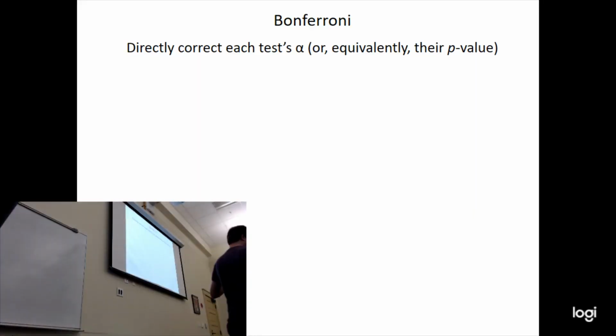Instead of putting up an initial barrier that you have to pass in order to look at the follow-up tests, the way this works is you directly correct the alpha levels of whatever tests you do. So you do all the tests, you get the p-values, and then you either correct the alpha level below 0.05 for each of those tests, or equivalently, you multiply the p-values by some number and compare them to 0.05.